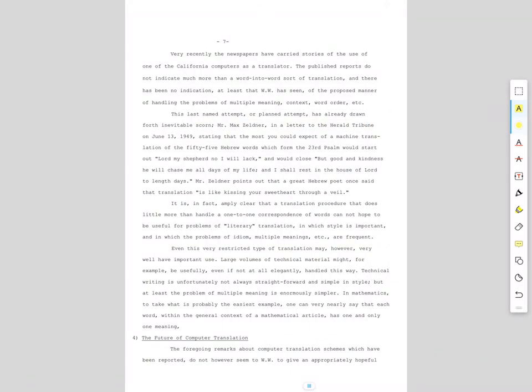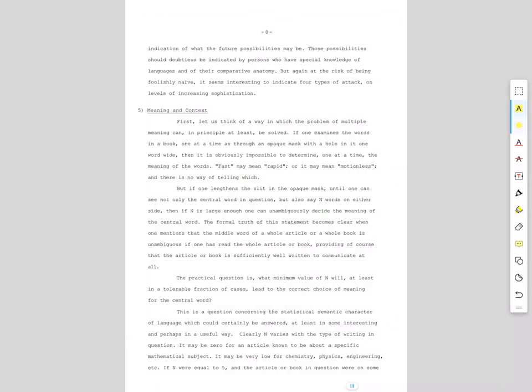So Weaver recognizes that a mechanical dictionary is necessary so that at a minimum you can do a word-for-word translation. But he recognizes that word-for-word translation isn't going to cut it most of the time. So he gives an example of the 23rd Psalm from the Hebrew Bible that would not translate well word for word. So this gets us to meaning and context.